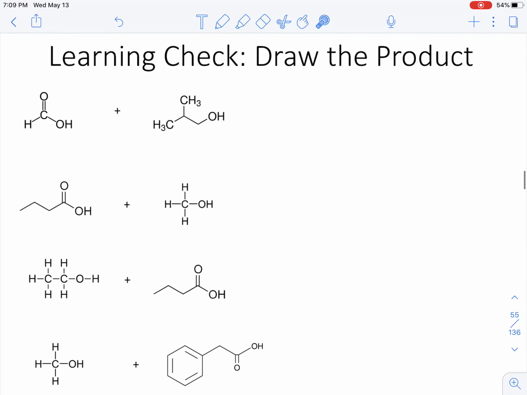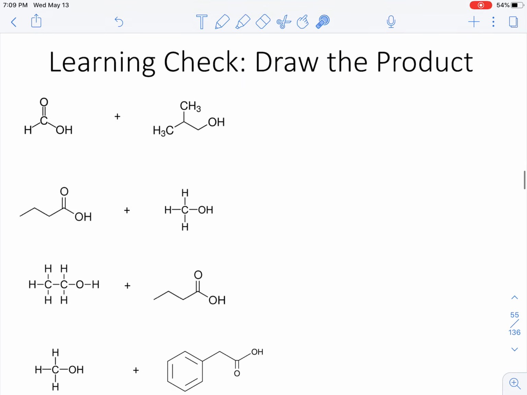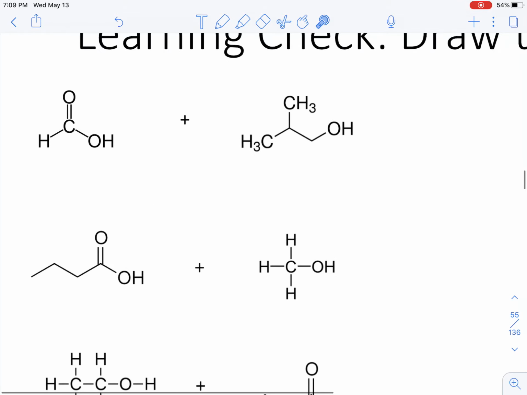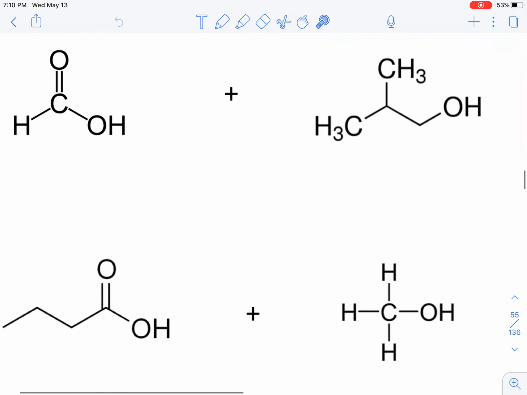And so what we're going to do is we're going to go through these examples and we're going to predict or draw the product. And so I have a carboxylic acid reacting with an organic compound that contains an alcohol. And so what might the product of these two reactants be? My screen is stuck again. Okay.